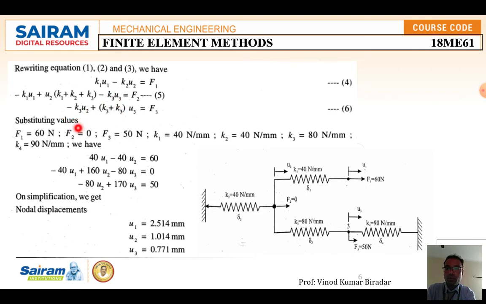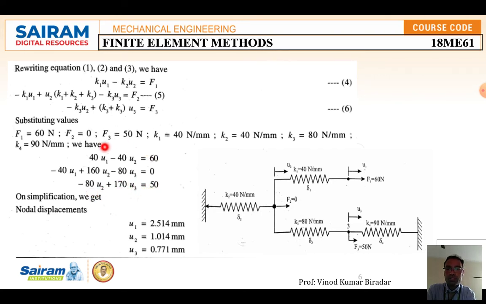Substitute all these values. The force values are given, the k values are given, so substitute them in the above equations. You are going to get 40 u1 minus 40 u2, and minus 40 u1 plus 160 u2 minus 80 u3, and minus 80 u2 plus 170 u3, which is equal to 50.